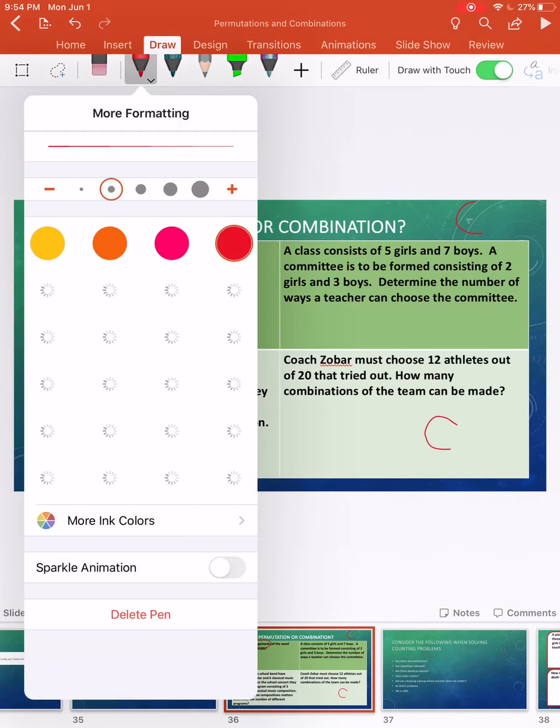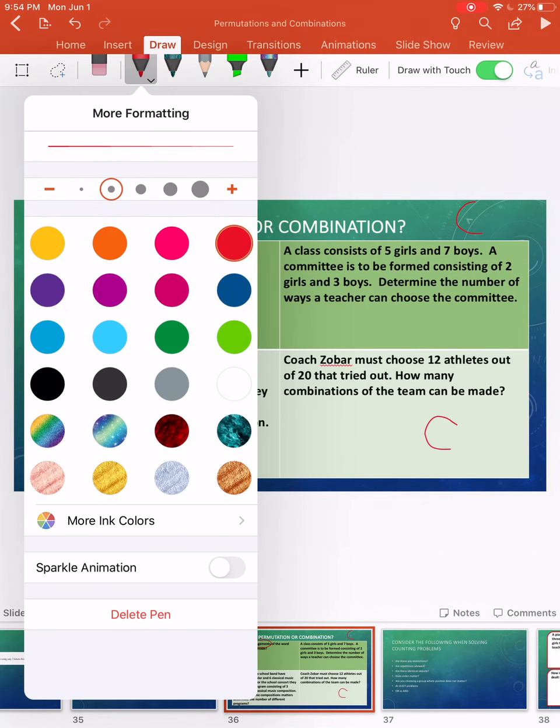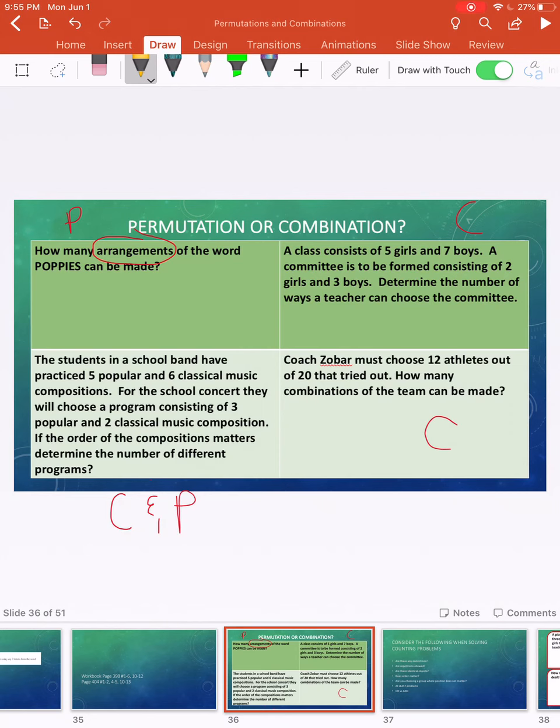All right, so let's start with the first one here. How many arrangements? So we already know that poppies is a permutation. The next thing you should notice is that the P repeats. So that means this is an identical object type question. So we're going to have to divide by the identical objects, which in this case would be the 3 P's.